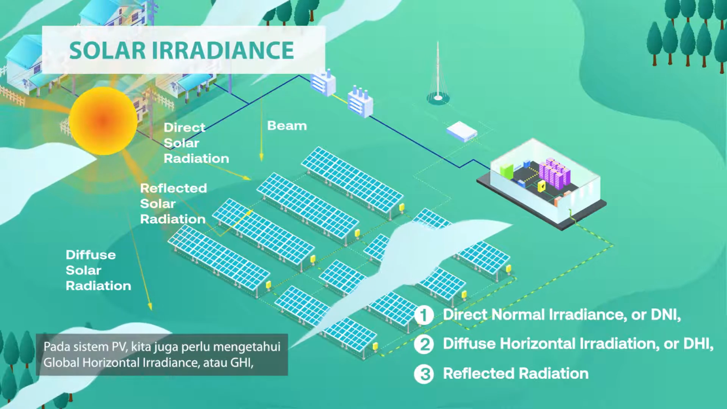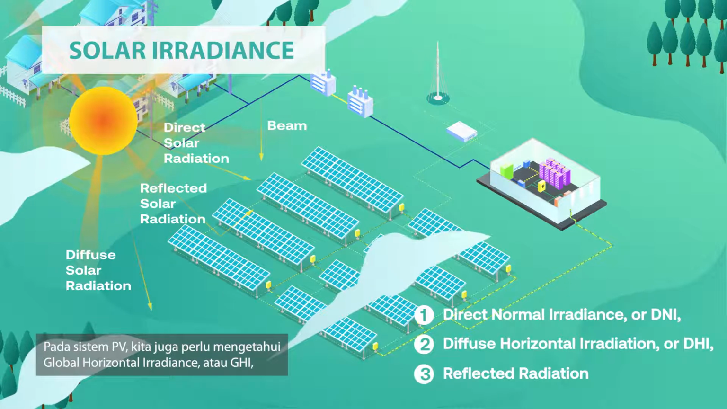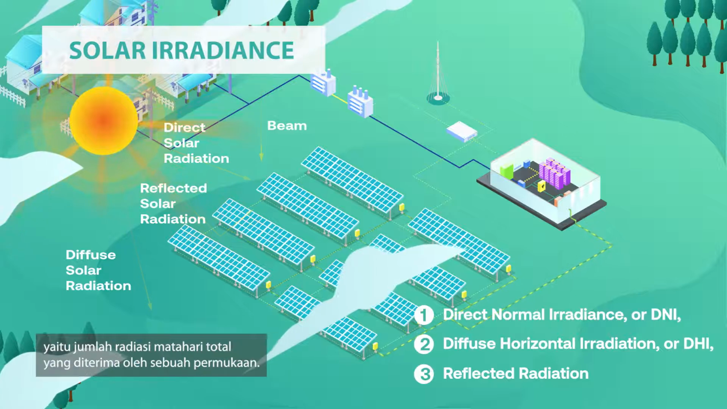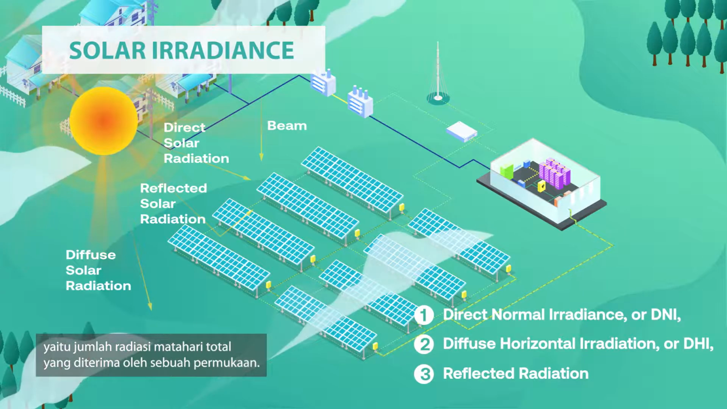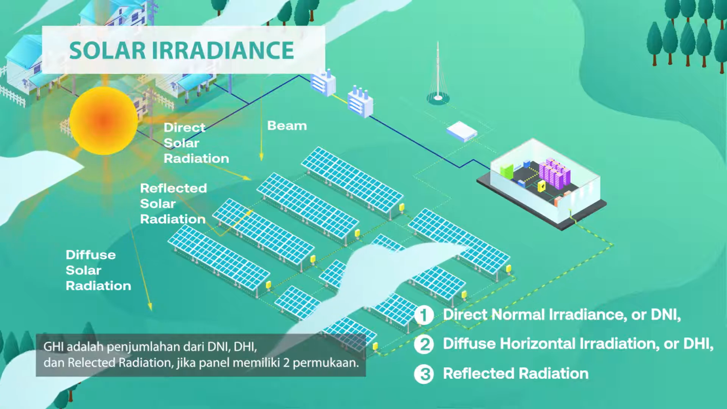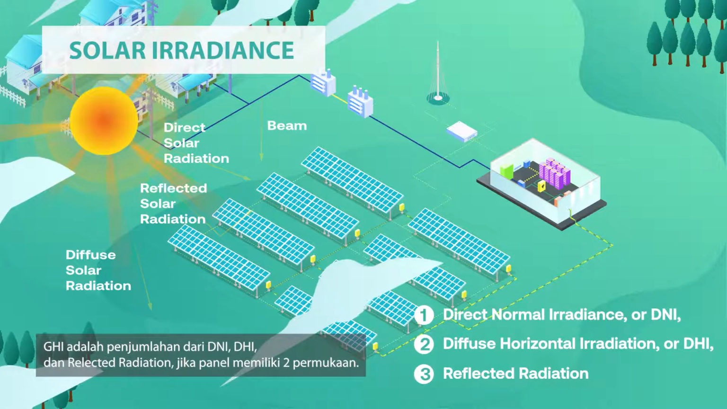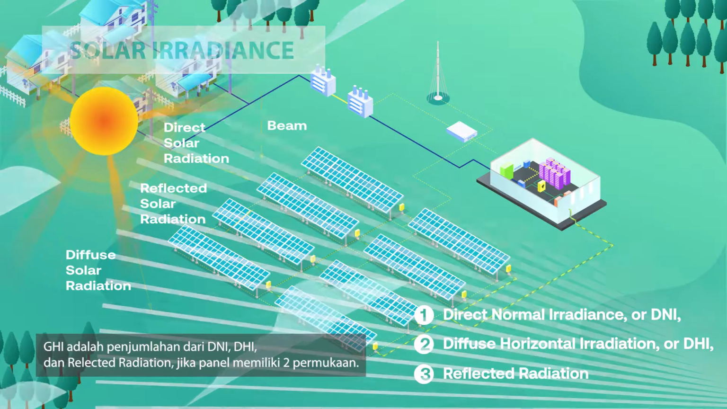For PV system applications, we should also know global horizontal irradiance, or GHI. It is the total amount of solar radiation that is received on a surface. It is the sum of DNI, DHI, and reflected radiation if the panel is bifacial.